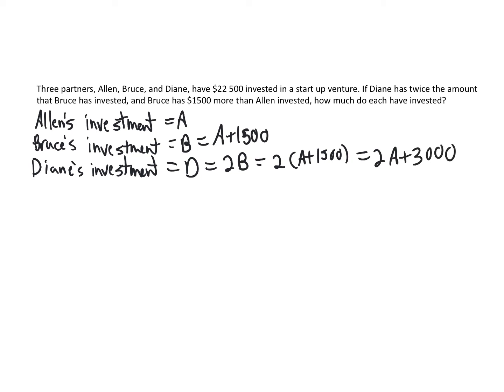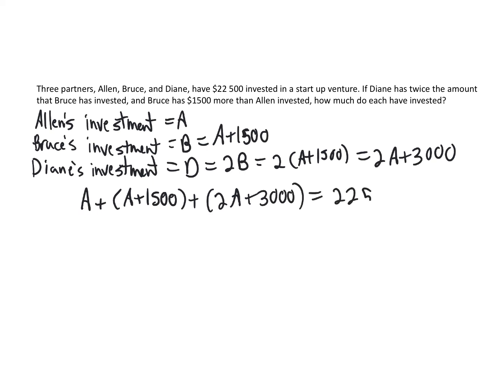So now we have all three in terms of A. Then we can make our equation. We know Alan plus Bruce plus Diane has to equal the total investment. Now, you don't need the brackets here. I just put the brackets for emphasis of Alan, Bruce, and Diane. Now, collect like terms on the left side. So A plus 2A is 4A. And then add up the numbers, we get 4,500.